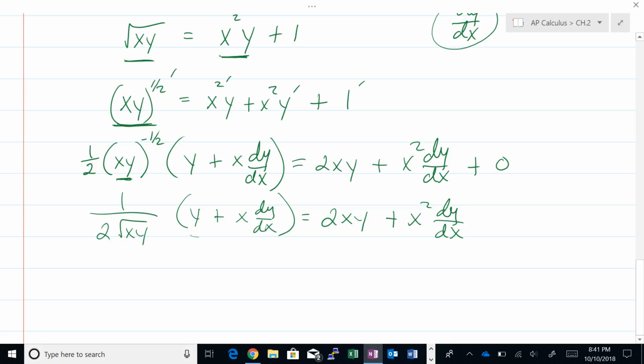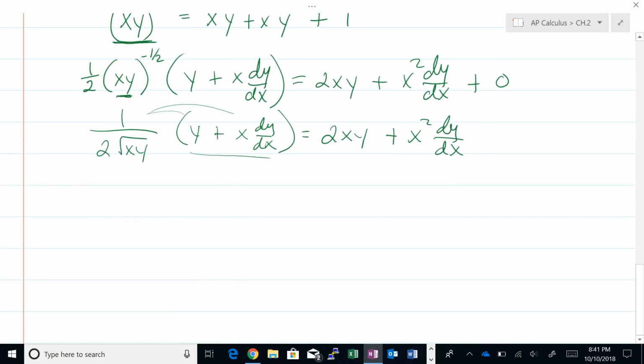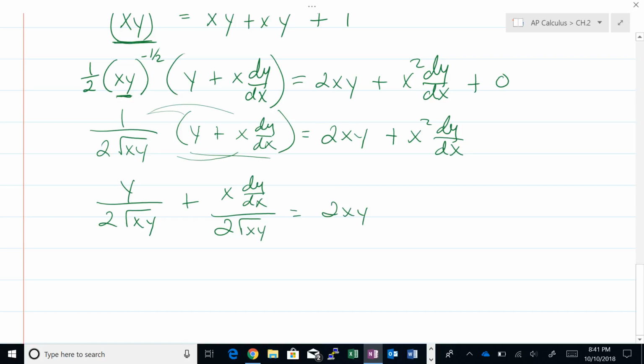I always get rid of my parentheses here, so I'm going to distribute this through. Don't forget to put your 0. So this becomes y over 2 times the square root of xy, plus 2xy, and this is going to be x squared dy/dx. Add your sign. Total it up: dy/dx over 2 times the square root of xy equals 2xy plus x squared dy/dx.